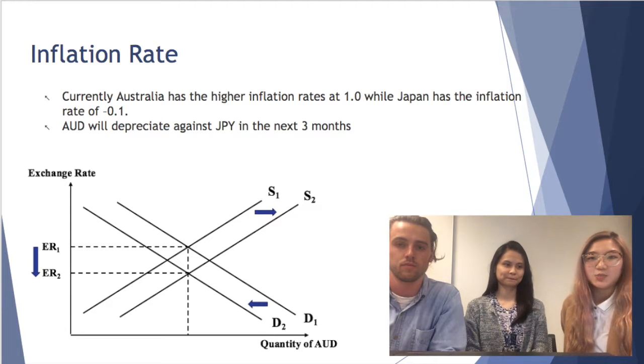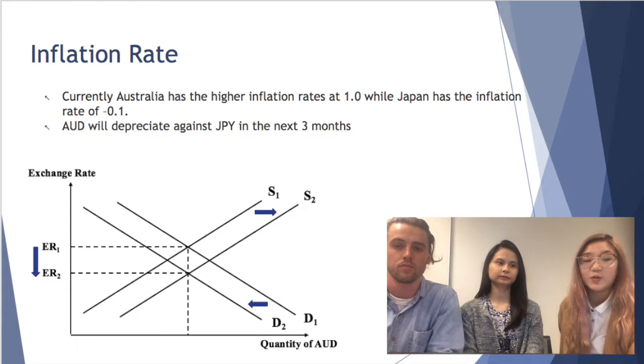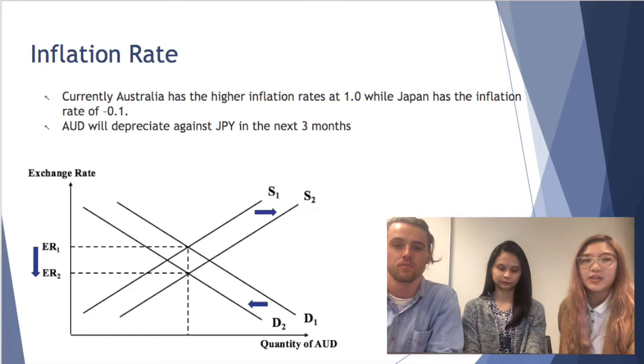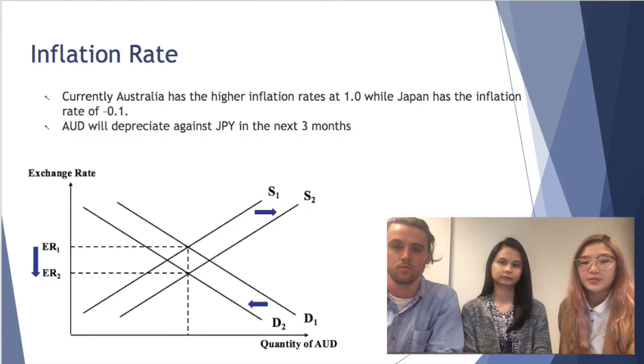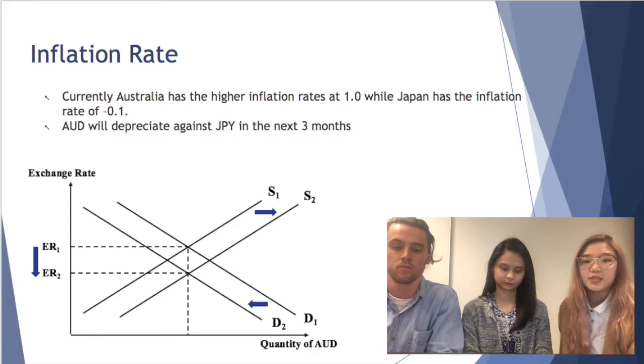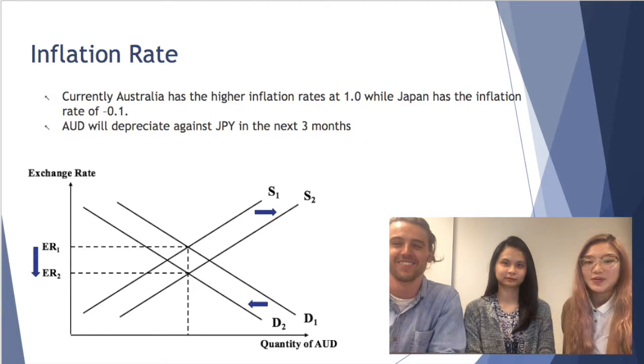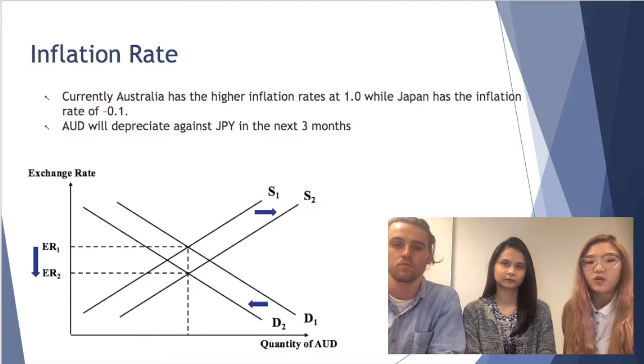Inflation between Australia and Japan is similar to that of the United States, with Australia having a higher inflation rate of 1% and Japan having a lower inflation rate of negative 0.1%. As a result, the AUD will depreciate against the JPY. As there will be less demand for exports and increasing demand for imports, goods will seem very expensive to foreigners, but purchases will increase among Australian citizens as foreign products will become relatively cheap, leading to the Australian dollar to depreciate.